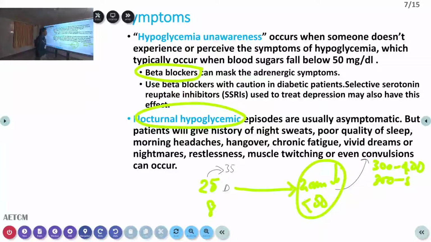So whenever blood sugars are very high in the morning, you have to always check a 2 a.m. blood sugar and rule out a hypoglycemic episode. The Somogyi phenomenon we have discussed in the previous classes.